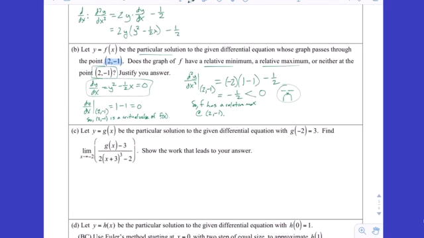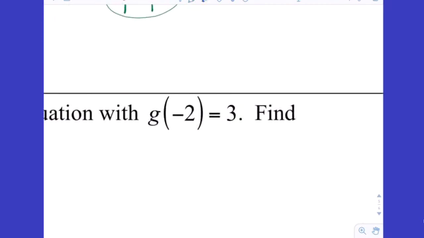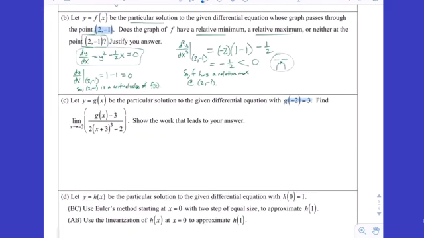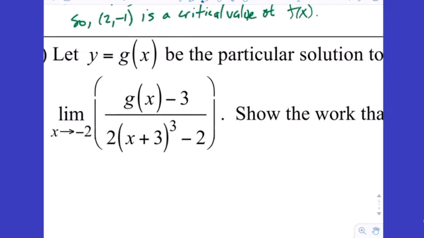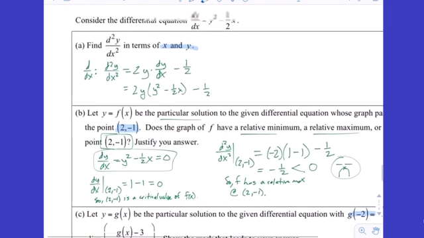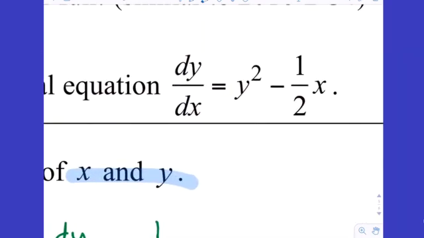Okay. Part C. Let y equals g of x, another function, be a particular solution to the given differential equation with a different initial value, -2, 3. Find that. Oh boy. Show the work that leads to your answer. Oh, by the way, do you think that we're going to ask you on this question at some point to solve the differential equation and define the actual particular solution or the general solution?